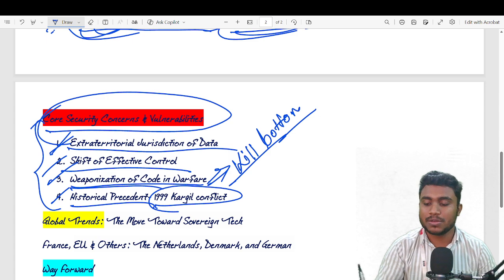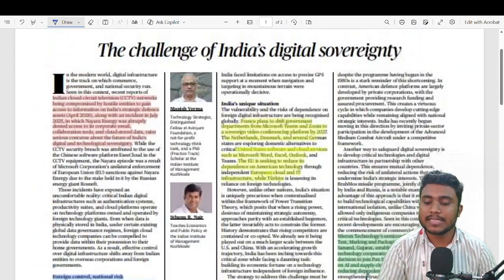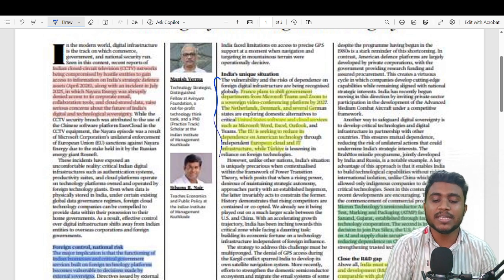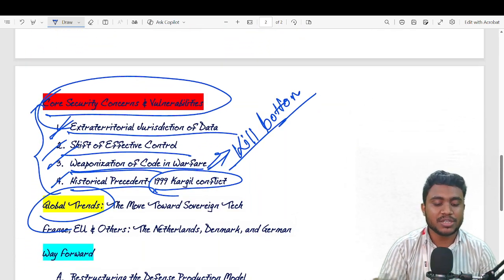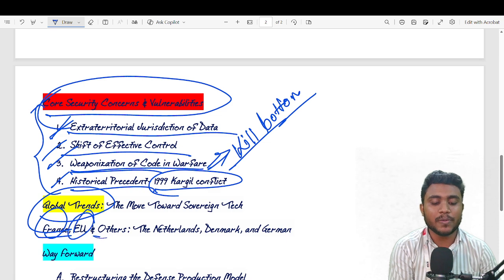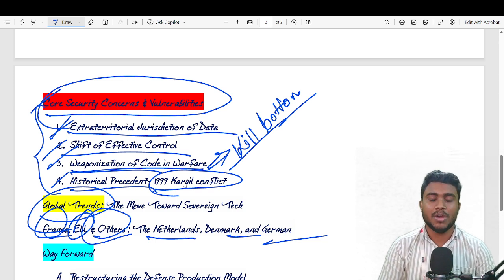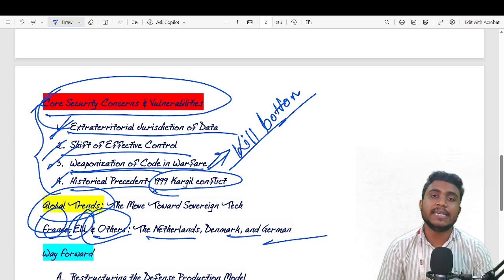So we have the issues. Now we see the global trends, which the newspaper also mentioned. France, the EU and others like the Netherlands, Denmark and Germany shifted from American software giants to their localized or open source platforms, so that no one can regulate their sovereignty, and no one can breach their data sovereignty.